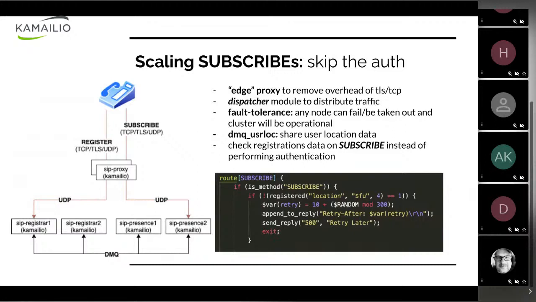This also allowed us to skip authentication on the subscribe requests. Using the user location information, you can basically check if the user's registered to make sure they're authenticated for that subscribe. I think it's an improvement because at scale, skipping auth removes a lot of overhead. There is a little overhead added with DMQ, but I think it's worth the trade-off.